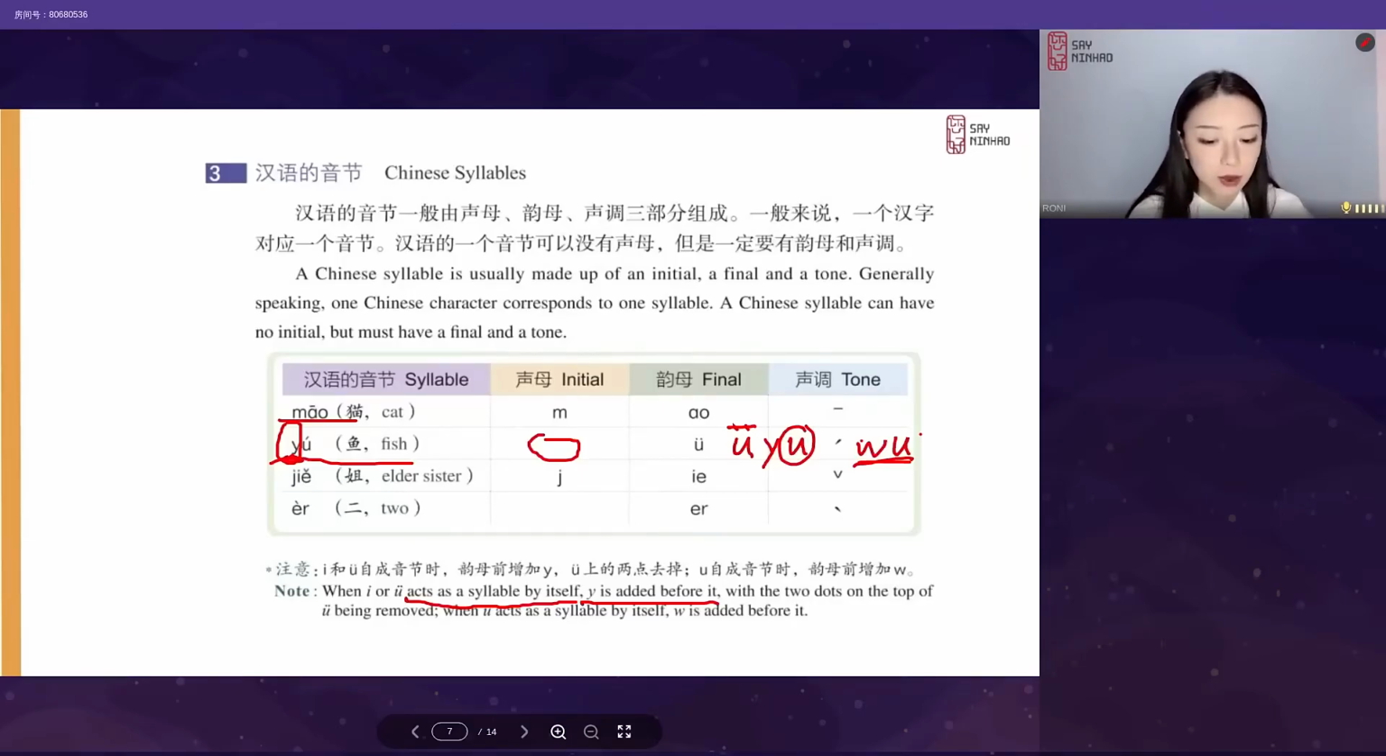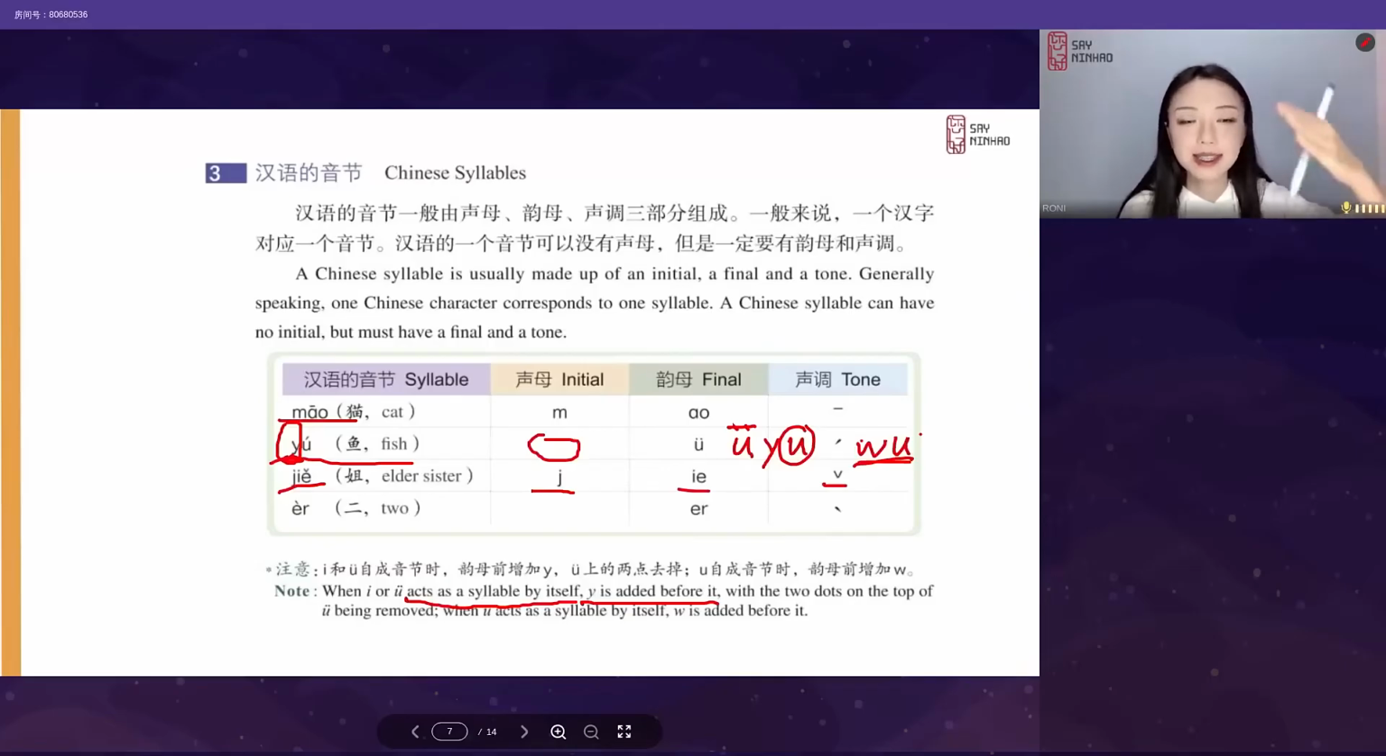The next one looks a little bit complicated, but actually it is not. Let's see, here it is. The initial is J, right? And the final is Ye, and the tone is third tone. So, Jie. Jie means sister, elder sister, not the younger one, the elder one.